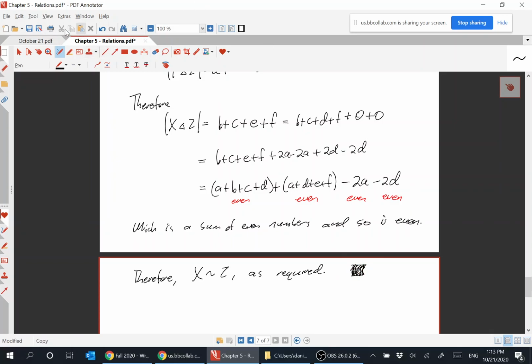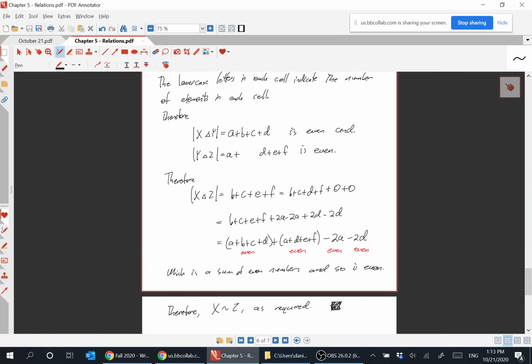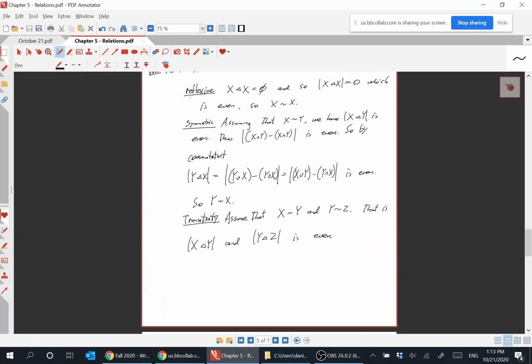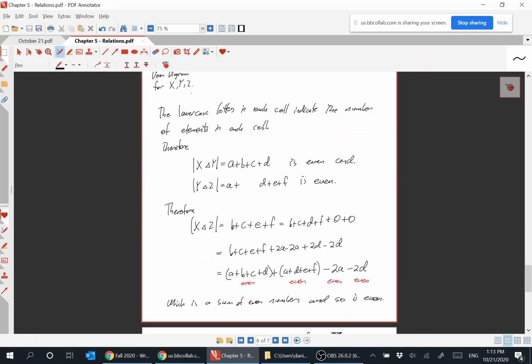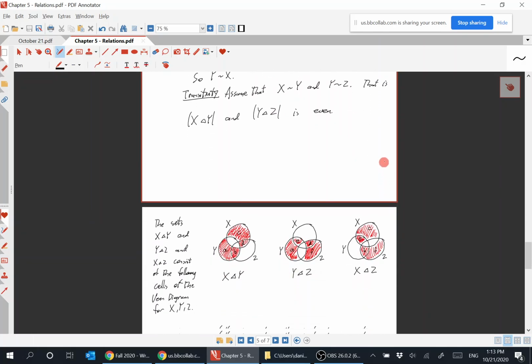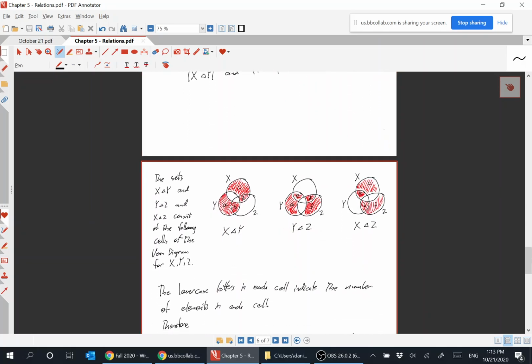So that one actually took a little bit of doing, but we got it done, right? So we assumed that was a whole page and a bit. Assume that X is related to Y and Y is related to Z. That is, X symmetric difference Y has even order and Y symmetric difference Z has even order.